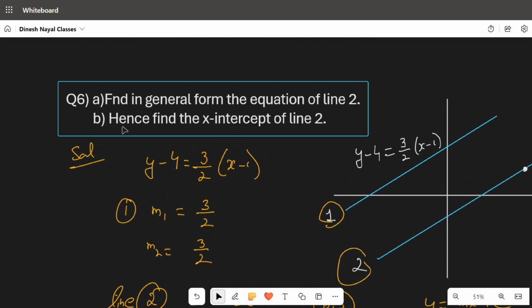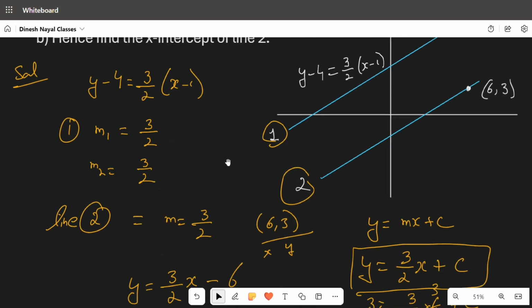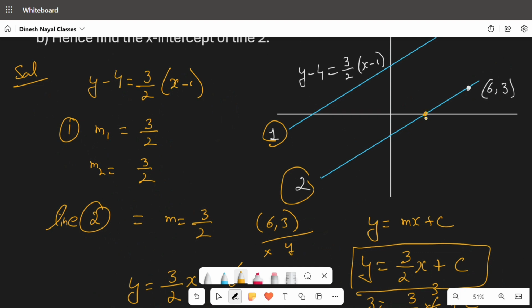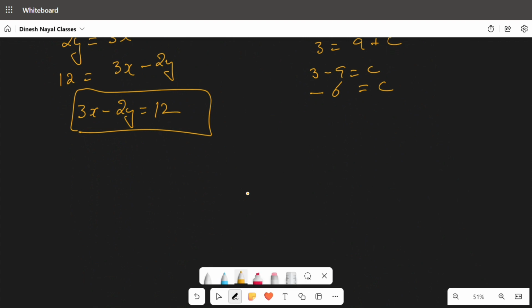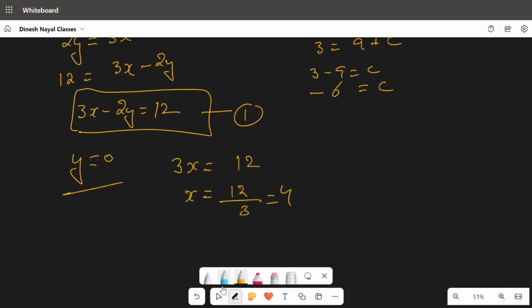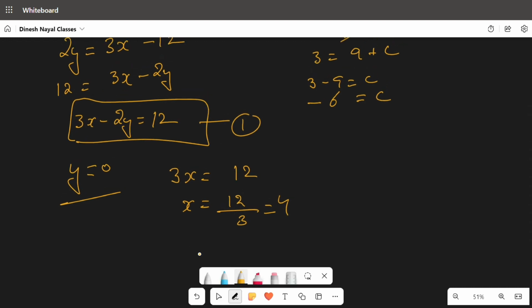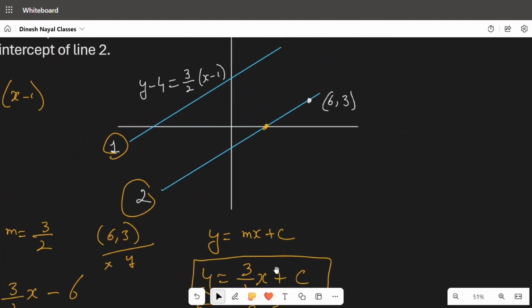Now the part B. Hence find the x-intercept of line 2. So we know that this is the x-intercept. To find the x-intercept, we just put y equals 0. So in this equation, if you put y equal to 0, this will be 3x equals 12. So x will be 12 by 3, that equals 4. So x equals 4 will be the x-intercept. So over here, we can say that this point is (4, 0).